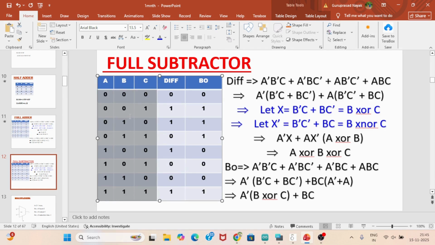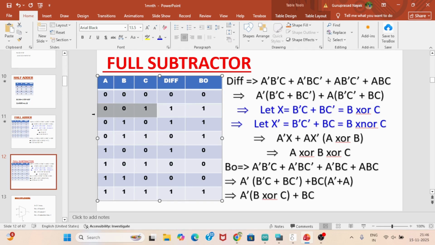So for 0 0 0, how do we find the difference and borrow? If there is any difference, you have to put 1 in the difference. Borrow means if you are taking any borrow, then you have to give the value to the borrow. Here 0 0 0 has no difference and no borrow. Then you can check 0 0 1.